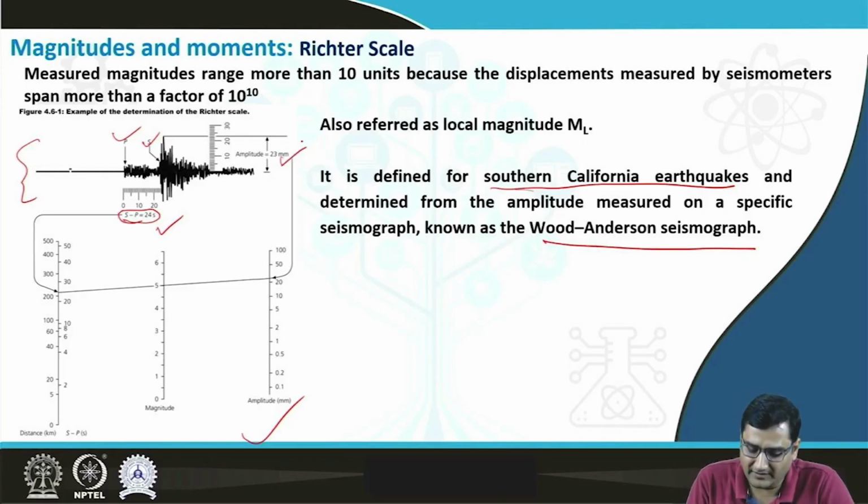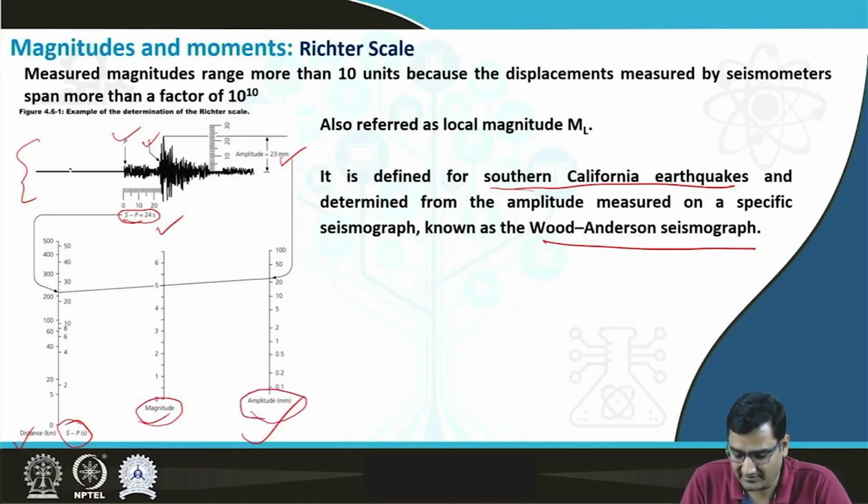Now, if you look at this Richter magnitude scale carefully, then you will find there are 3 nomograms. One is for distance and the S minus P arrival times, and in the middle the magnitude scale is given, and on the far right the amplitude in millimeter is given.